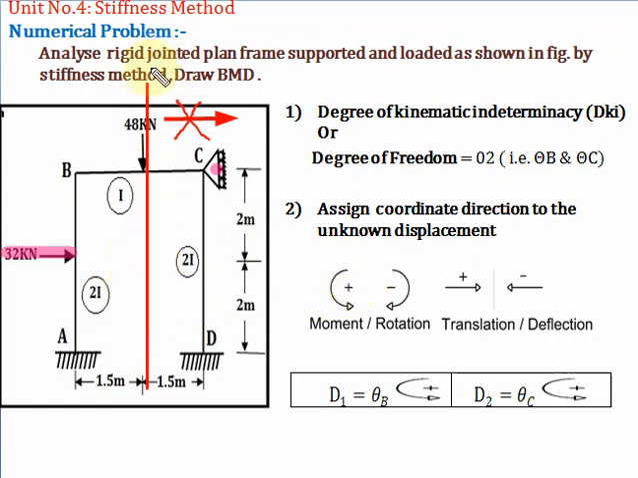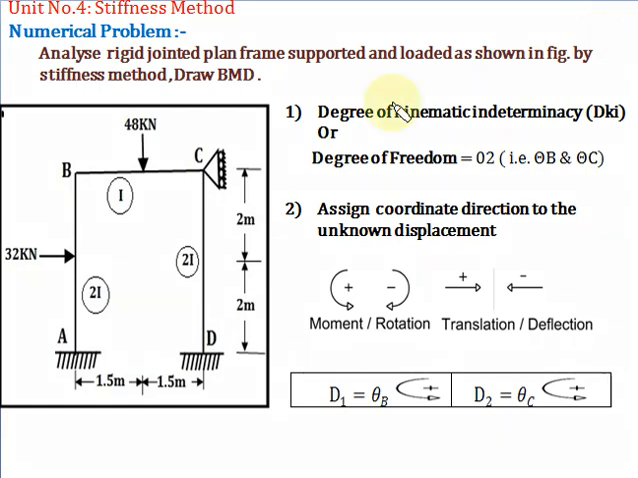Though if you take the vertical axis, it is not symmetrical on both the sides. And as there is a roller support at C, due to this roller support, there will be no translation in x direction, that is the sway will not be allowed in the frame. So this type of frame is a non-sway frame.